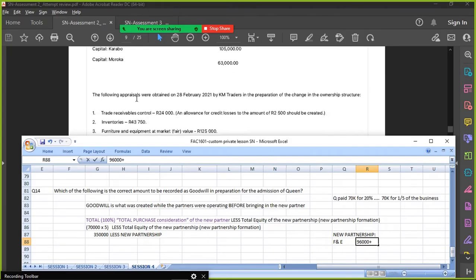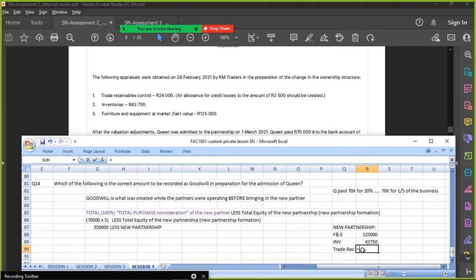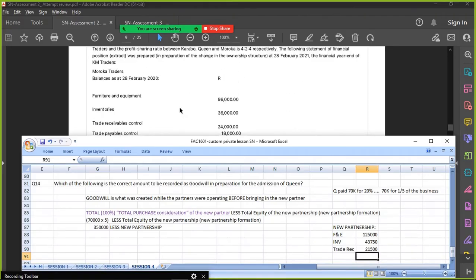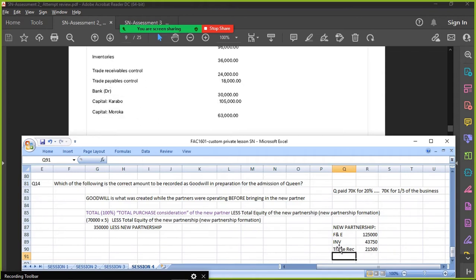Plus, what is that addition? Oh, don't even have to show it. I can just write these figures in. Okay, 125. There's the furniture and equipment. The inventory was 43,750. The trade receivables was the 24 less the 25. Have I looked at all of that? Yes. Okay, go back. So this I've got, this I've got, this I've got. Trade payables.